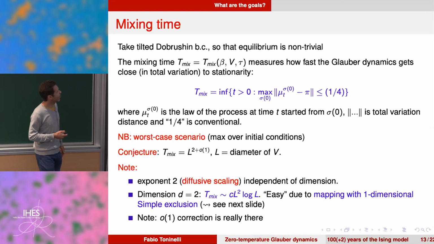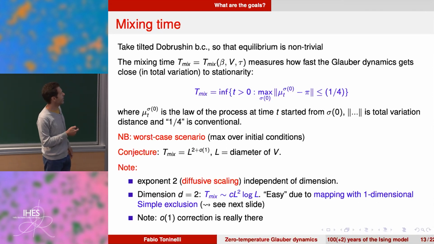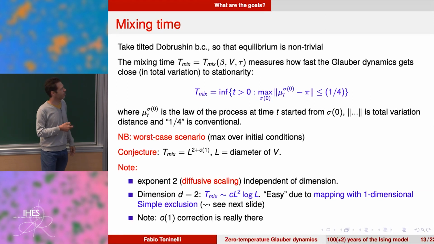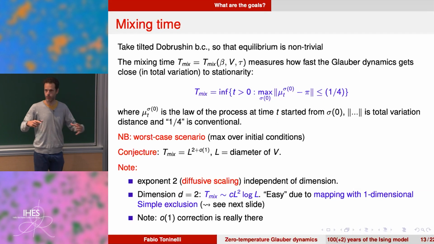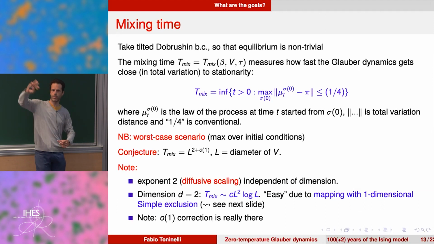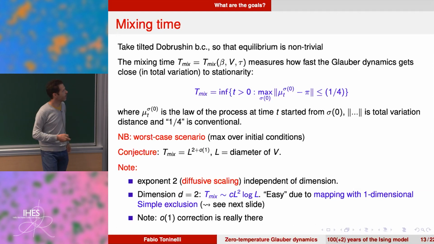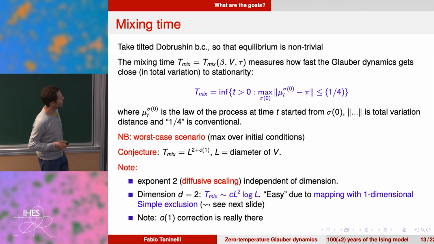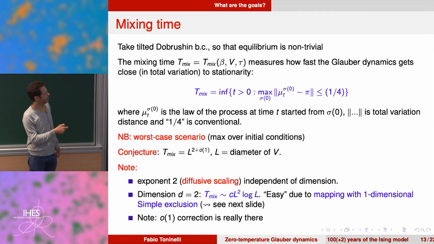Okay, now the conjecture. The conjecture is that in every dimension, the mixing time will be of order L squared, or L to the 2 plus little o of 1, where L is the diameter of the box. You think of this cylinder: you cut it, and the section of the cylinder has diameter L. Then you expect this behavior. This exponent 2 is supposedly independent of dimension. This is important. It corresponds to so-called diffusive scaling.